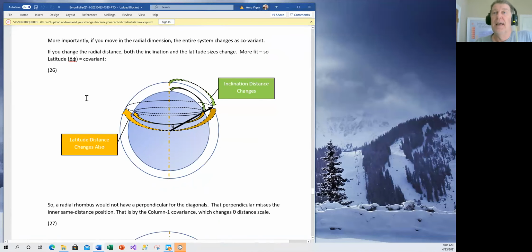Specifically, if I increase the radius, if I go out from there, if I take this and I go out from that distance, the whole sphere gets bigger. The distance from the pole to the equator is bigger. The distance of this is bigger.